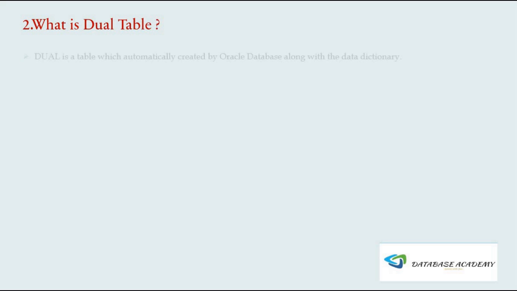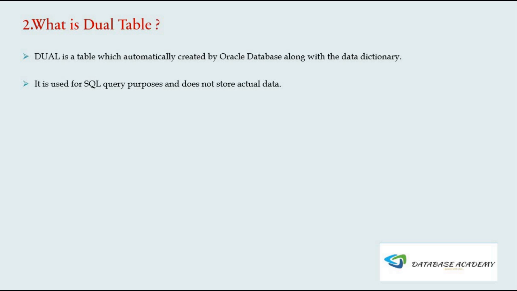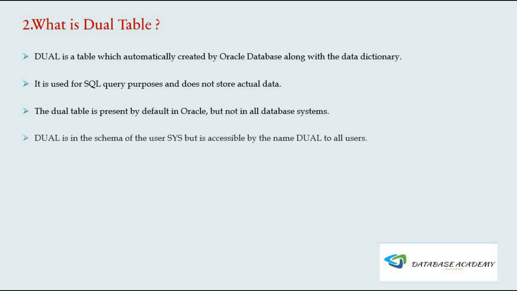The next question is, what is the dual table? The dual table is automatically created by the Oracle database itself when we install it. It is used for SQL query purposes and does not store actual data. So the dual table does not hold any data. It's just used for querying in SQL.